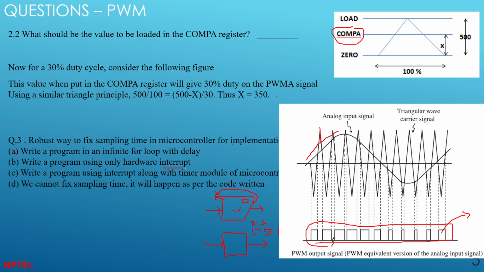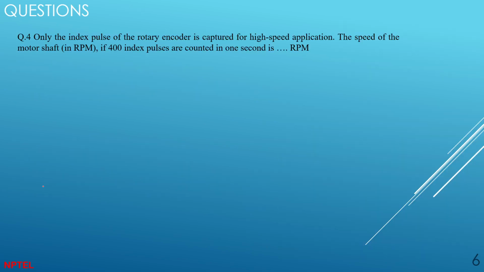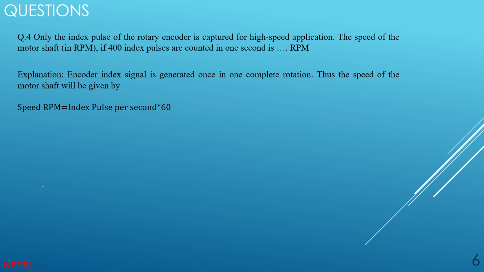No, interrupts are good, but we also need to give time, so write a program using interrupts along with the timer module. The timer module gives the time. We cannot fix the sampling time otherwise. Answer C is right. It's basically a theory problem, but let's move on to the next numerical problem here.